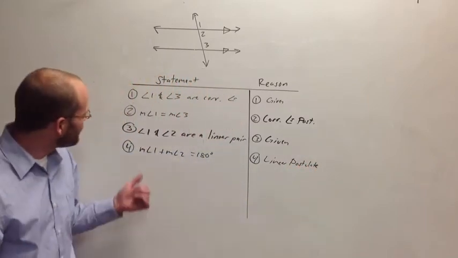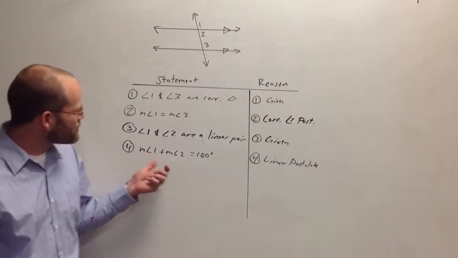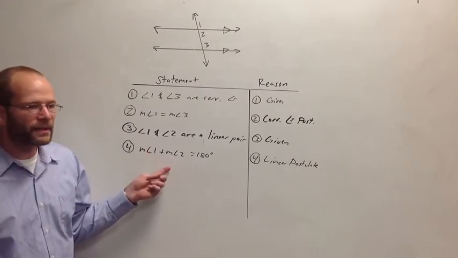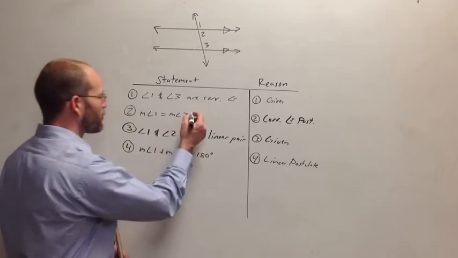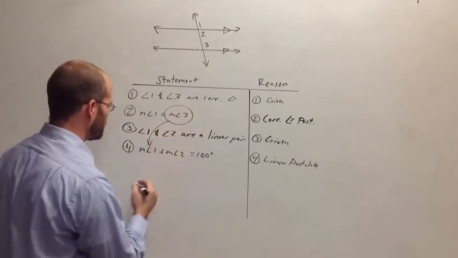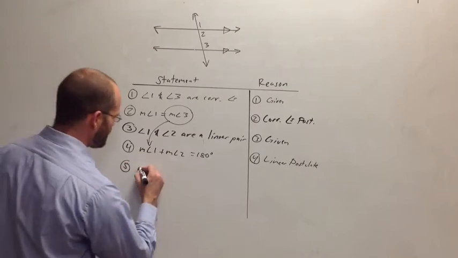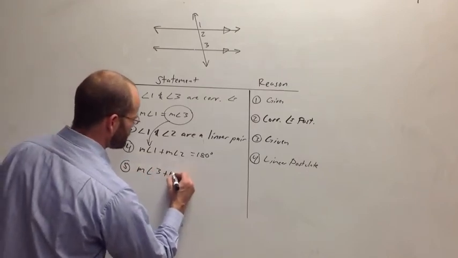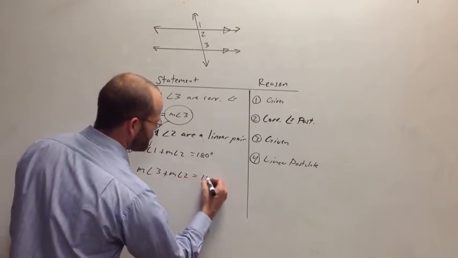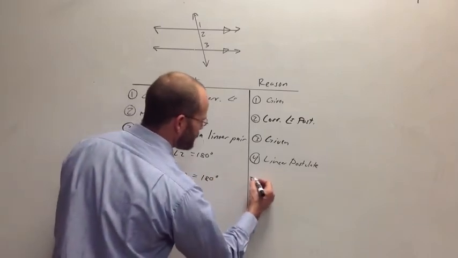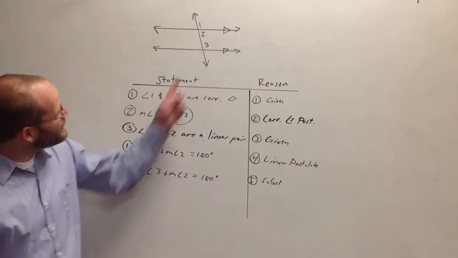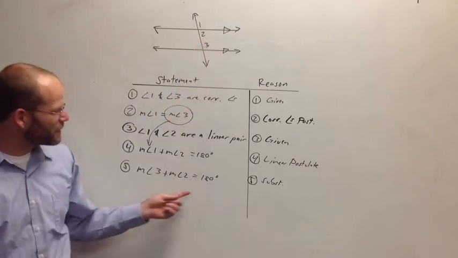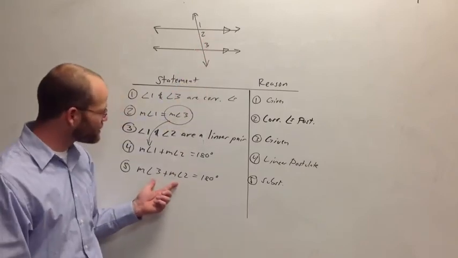The last step here is to make a substitution. Since the measure of angle 1 plus the measure of angle 2 is equal to 180 degrees, I can put the measure of angle 3 in for the measure of angle 1. And I find that the measure of angle 3 plus the measure of angle 2 is equal to 180 degrees. That's my substitution.